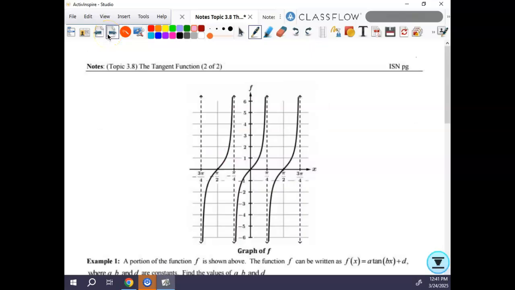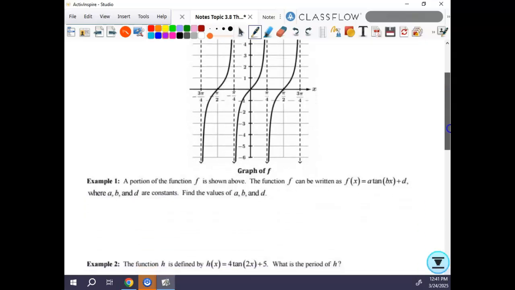All right, so this is also going on page 93 when we're done. So here's example 1. You are not going to have to graph it yourself on the exam. It's just a matter of understanding how this stuff works. So this tells me a portion of function f is shown above, and it can be written like this. So it flat out tells me it's tangent, which is good because tangent and cotangent look very similar, and I would have to look at things differently if I didn't know for sure this was tangent. And I'm looking for A, B, and D.